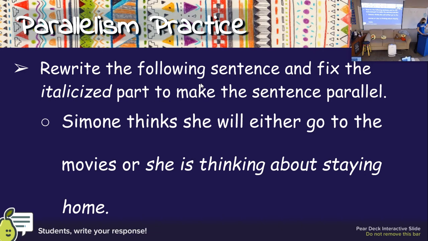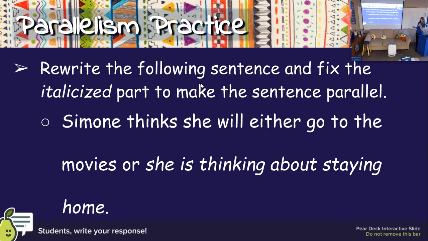So, I'm going to pause you and we're going to talk about it. The first thing we have to do is figure out where our parallelism is, right? So Simone thinks she will either go to the movies or she is thinking about staying home. So go is functioning as our verb. That's where our first item starts. It starts after the conjunction either. So go to the movies is our first item.